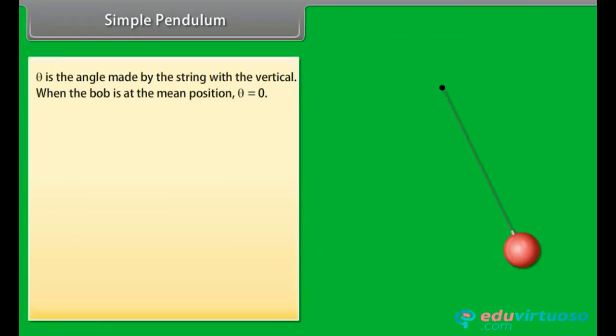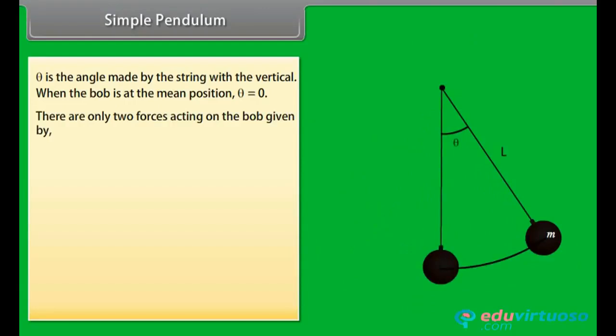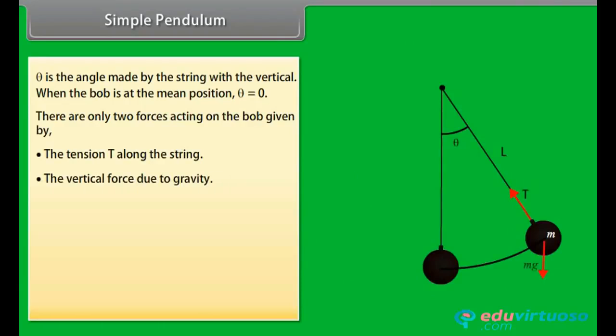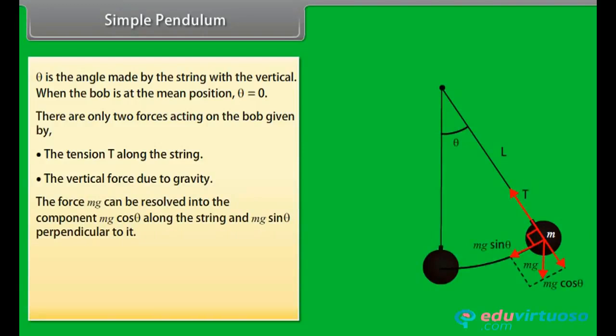Theta is the angle made by the string with the vertical. When the bob is at the mean position, theta is equal to 0. There are only two forces acting on the bob: the tension T along the string, and the vertical force due to gravity. The force mg can be resolved into the component mg cos theta along the string and mg sin theta perpendicular to it.